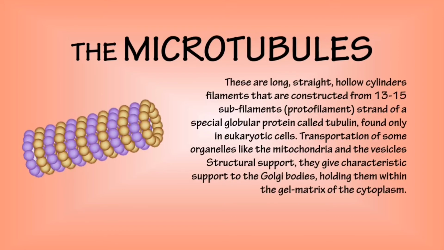Microtubules. These are long, straight, hollow cylinder filaments that are constructed from 13 to 15 subfilament strands of a special globular protein called tubulin, found only in eukaryotic cells. They give structural support and also give characteristic support to the Golgi bodies, holding them within the gel matrix of the cytoplasm.